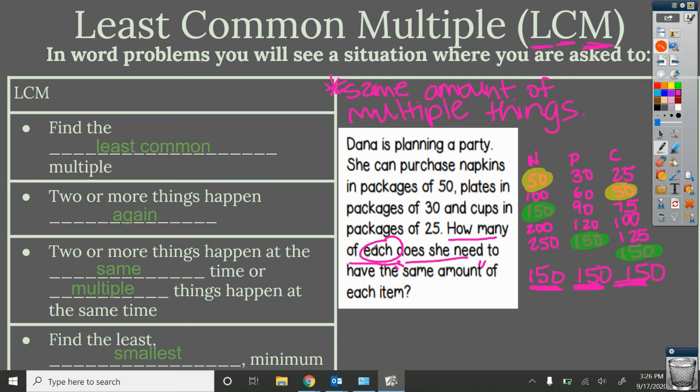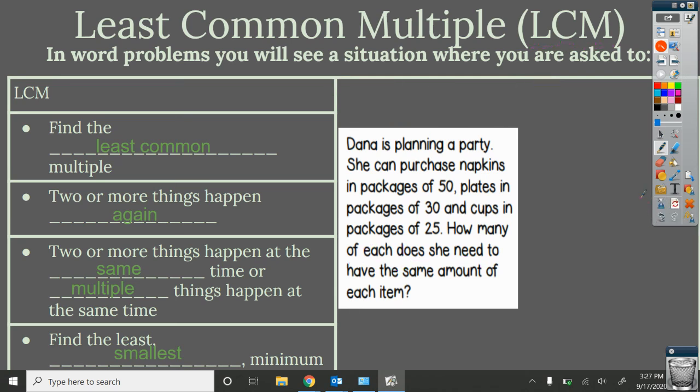Now though I have to make sure I answer the question: how many packs of each? How many napkin packs make 150? Well, there's 50 in a pack, and if I need 150, that means I need 50, 100, 150. I need 3 packages of napkins. For the plates, there's 30 in a package, so I need 30, 60, 90, 120, 150. I'm going to need 5 packages. For cups, there's 25 in a pack, so I need 25, 50, 75, 100, 125, 150. I'm going to need 6 packages of cups. And that is the answer to this question.